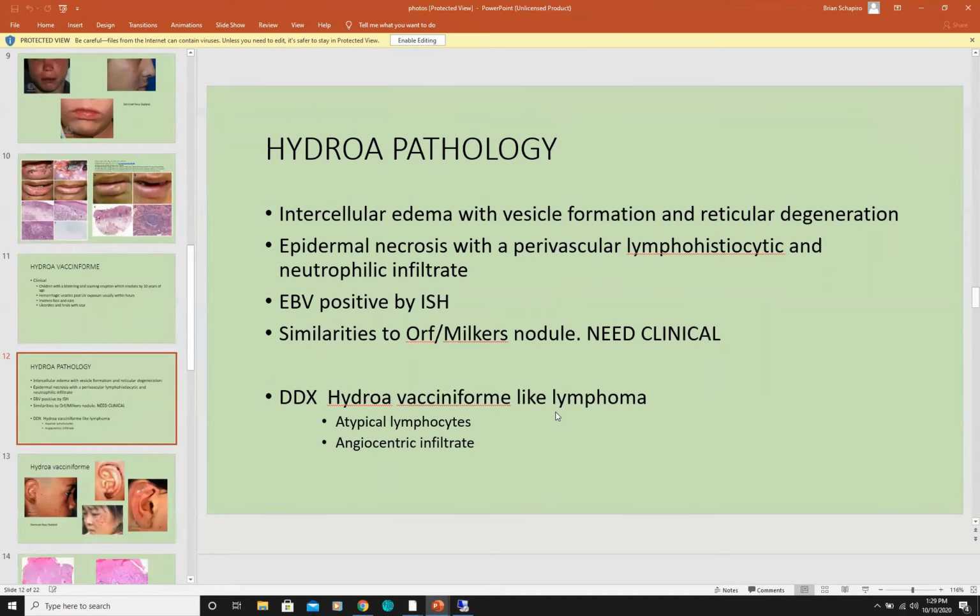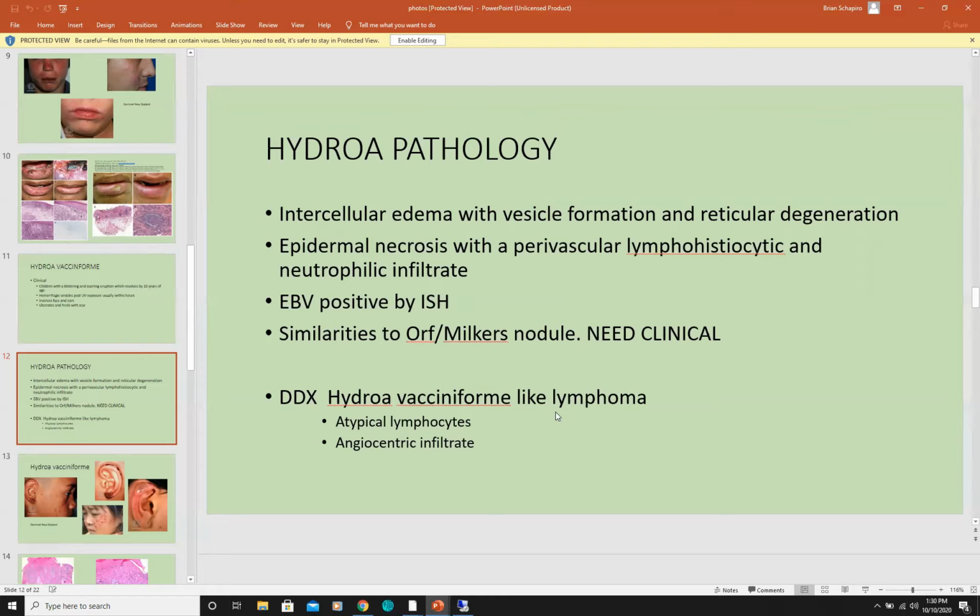The pathology early on: there's intercellular edema with vesicle formation, reticular degeneration, and then leads to epidermal necrosis with ulceration and a perivascular lymphohistiocytic infiltrate with neutrophils. And this can look very similar to orf or Milker's nodule, where you have this reticular degeneration and a neutrophilic infiltrate, and you really need the clinical. In Hydroa, there's Epstein-Barr virus by in situ hybridization. So if the clinical fits and if you've got this available, you can demonstrate the EBV.